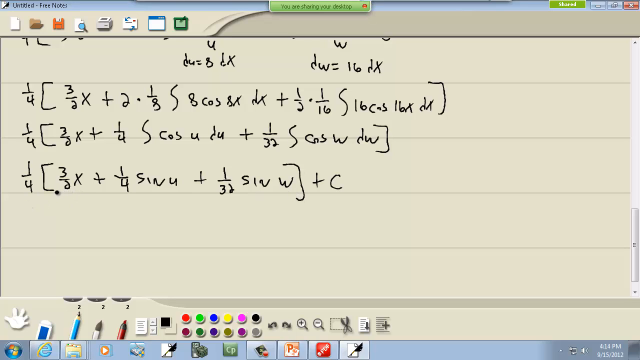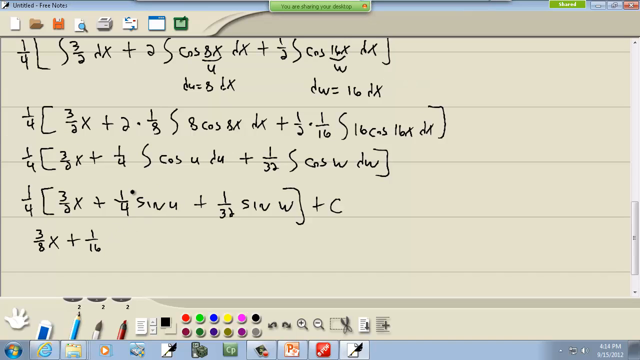So I'll multiply the 1/4 through, and that gives us 3/8 x plus 1/16, and u we said was, what did you say u was? Scroll up a little bit. 8x. So this would be sine 8x. Take the 1/4 times 1/32 gives us 1/128. Sine, and we said w was 16x. So this would be 16x, and then plus c.